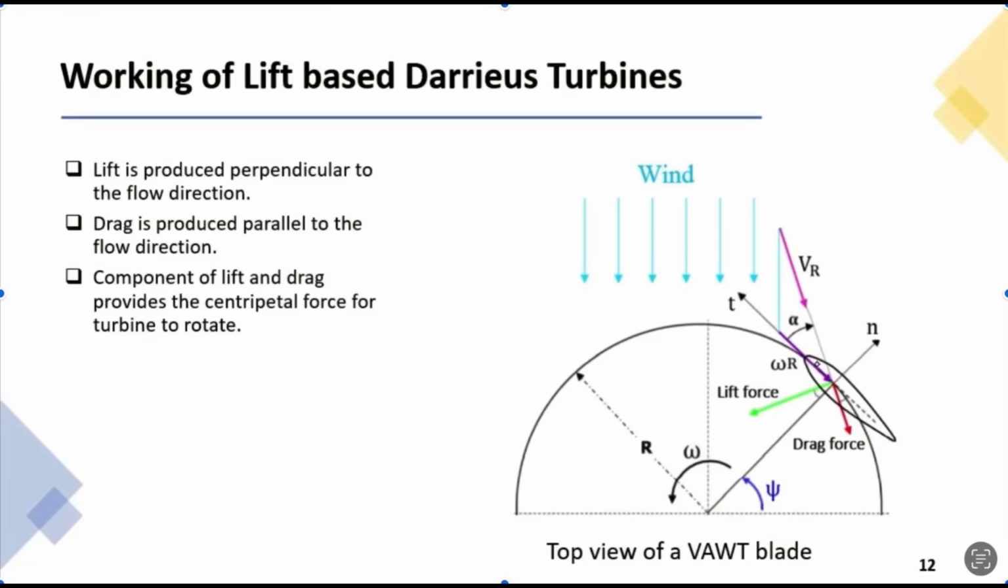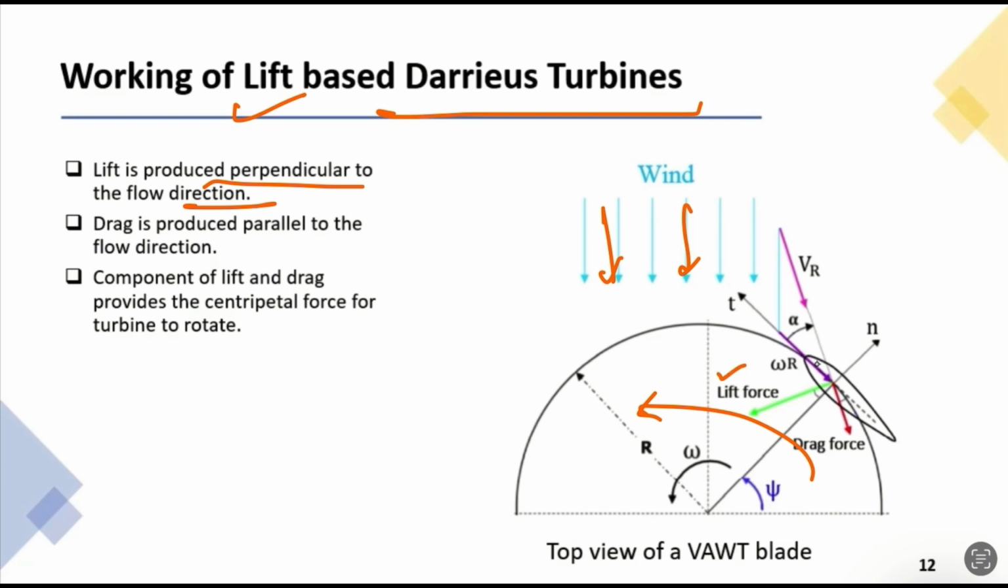So the working of the lift-based turbine device: lift is produced perpendicular to the flow direction, and drag is produced parallel to the flow direction. You can see that when the wind approaches the turbine, the blade of the vertical axis turbine rotates. Since both the wind and the blade are in motion, we get a resulting relative velocity of the wind striking the blade, which is at an angle alpha, and this alpha is called the angle of attack.